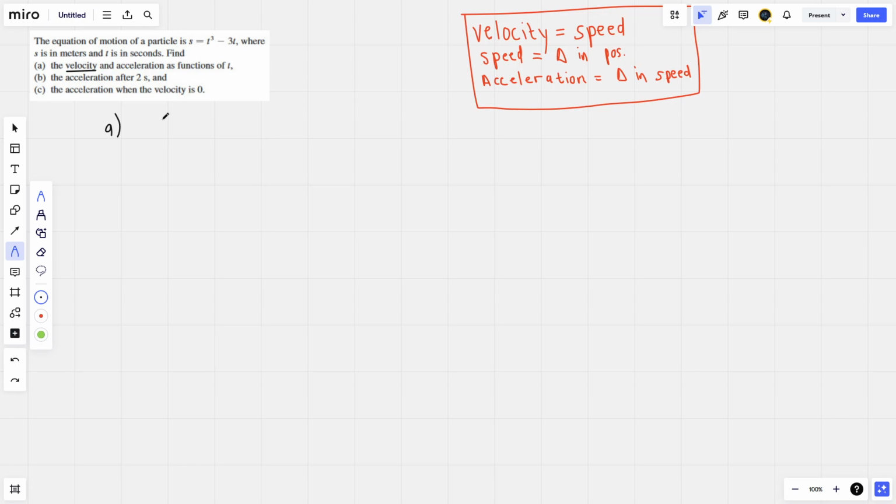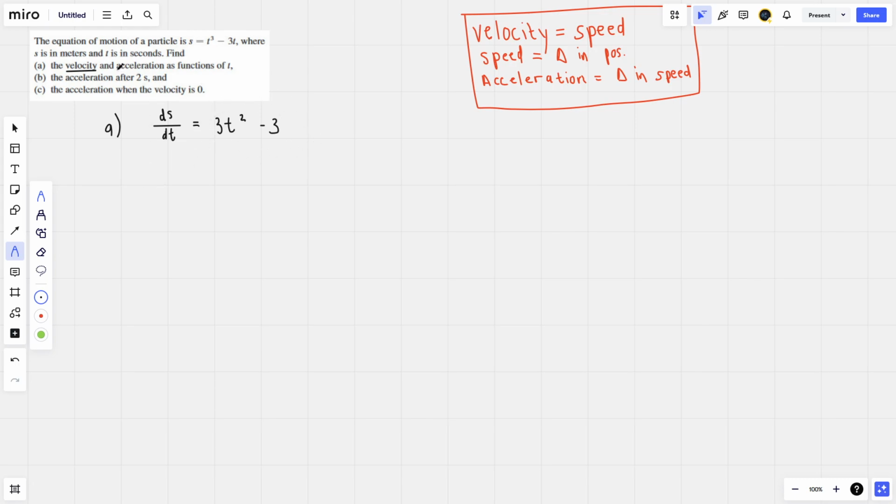Well, we know that if we want to get the rate of change of something, we can take the first derivative. So let's do that. Let's take the first derivative of s in terms of time. Now what would that be? Using our power rule, we would get 3t squared minus 3. Okay, great, and that's the answer. This is our function of speed in terms of time.